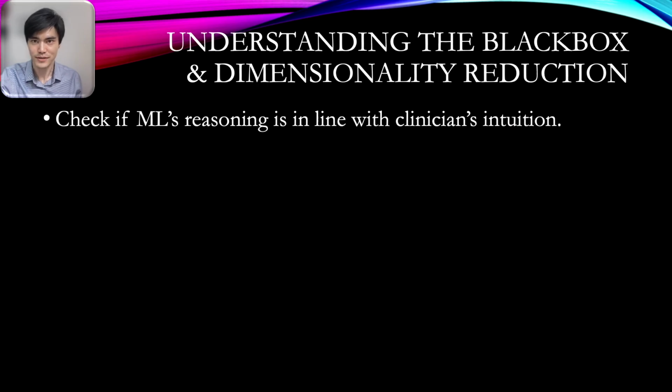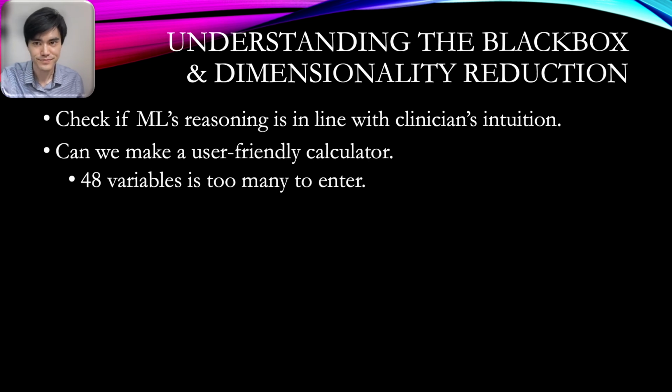Machine learning models are often called the black box model just because it's very difficult for the users to understand how the machine learning got to its conclusion. This makes users a little more resistant to using those machine learning models. If they understand a little more of how the model got there, it'll make it more comfortable for users to use. So checking if machine learning reasoning is in line with the clinician's intuition is important.